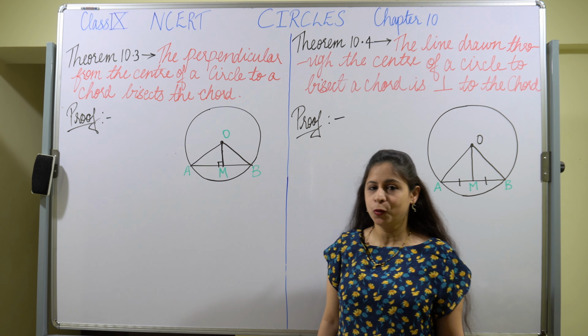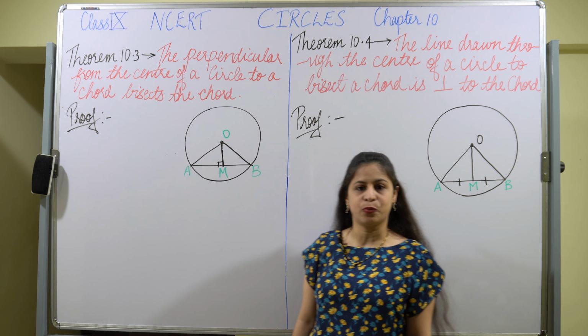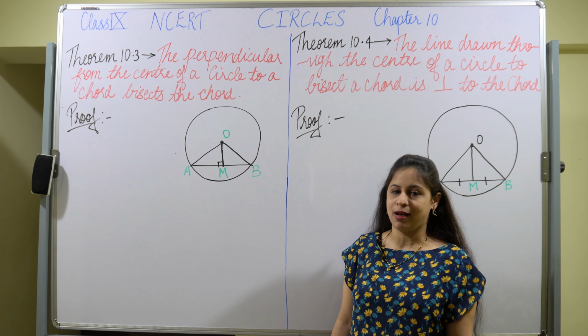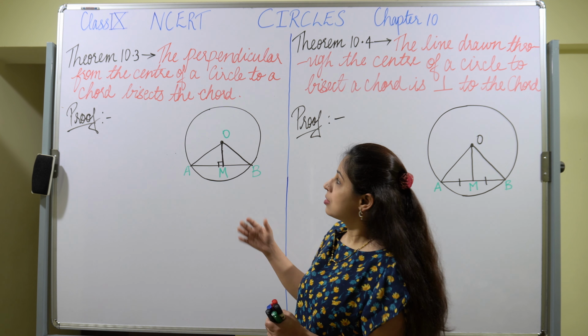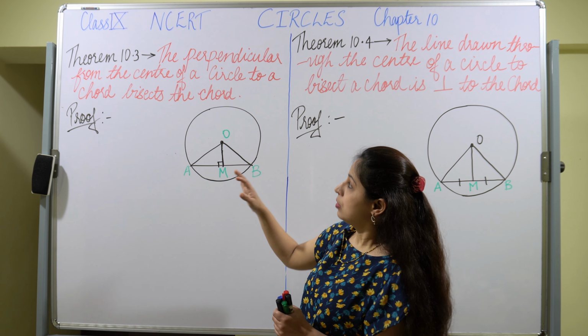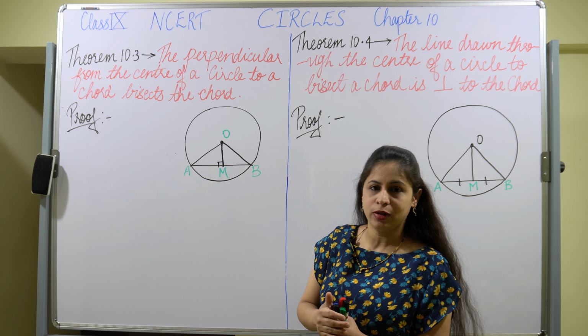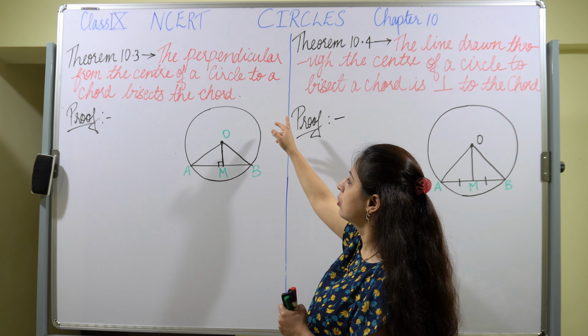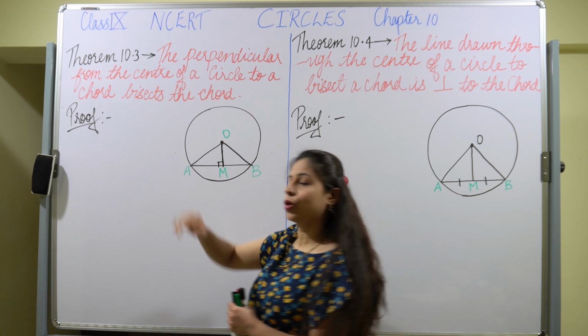So let us start with the proof of Theorem 10.3 and 10.4 of Chapter 10 Circles, NCERT Class 9th. Let us start with Theorem 10.3. Theorem 10.3 states that the perpendicular from the center of a circle to a chord bisects the chord.